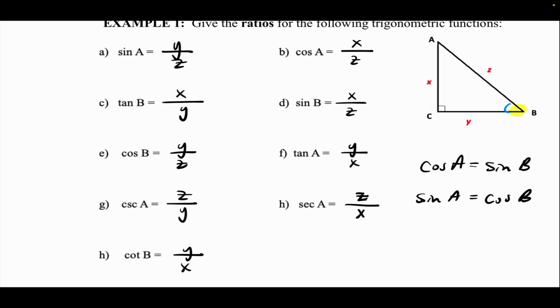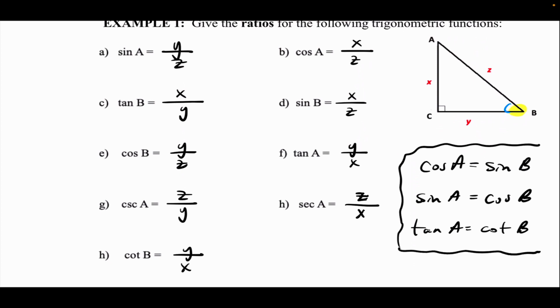Right? Is there anything else that has the same? Tangent of A and cotangent B? Yeah. Tangent A equals cotangent of B. Yep. They have the exact same answer. Same fraction. Okay. All right, that's the basic idea.